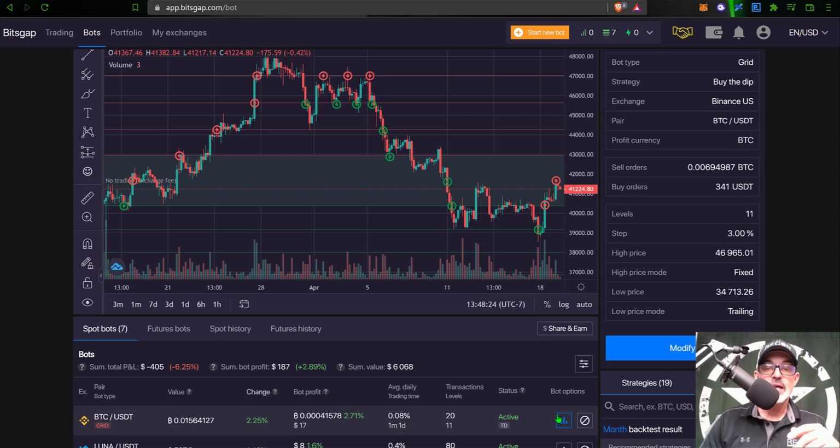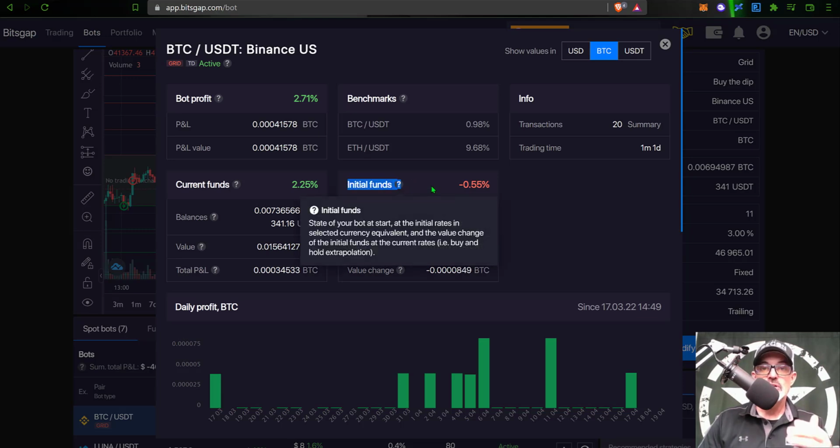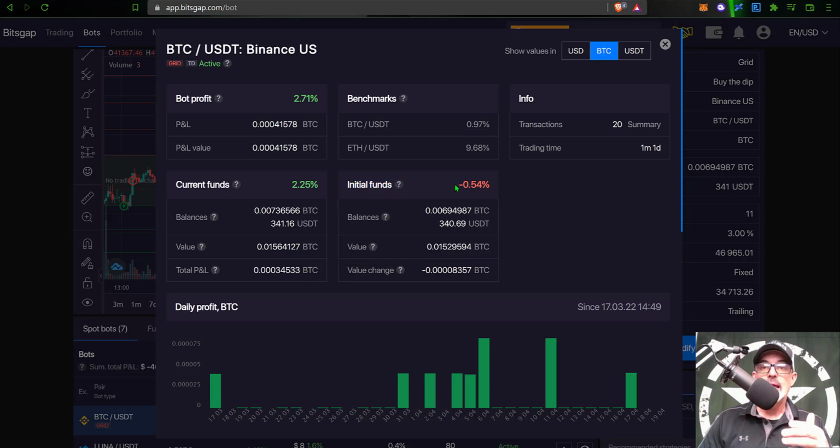Now, if we jump over to the details and give this a click, that will pull up a little more detailed intel for this particular grid bot. Now, when I originally deployed the grid bot, my initial funds, had I just bought and held, I would actually be down 0.54% on this particular grid bot. That is where the grid bot profit comes in at 2.71% and then giving me an actual P&L of around 2.25%.